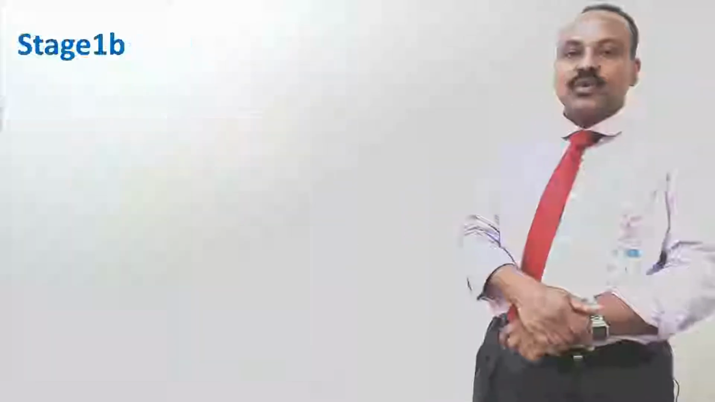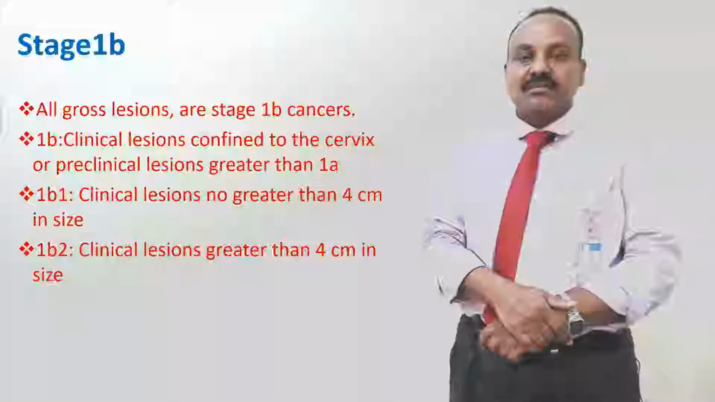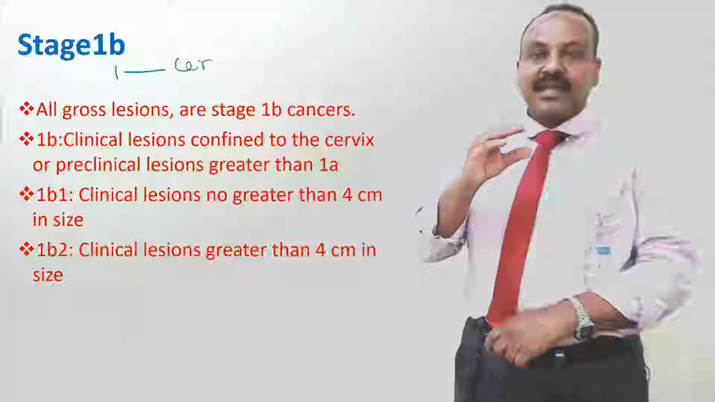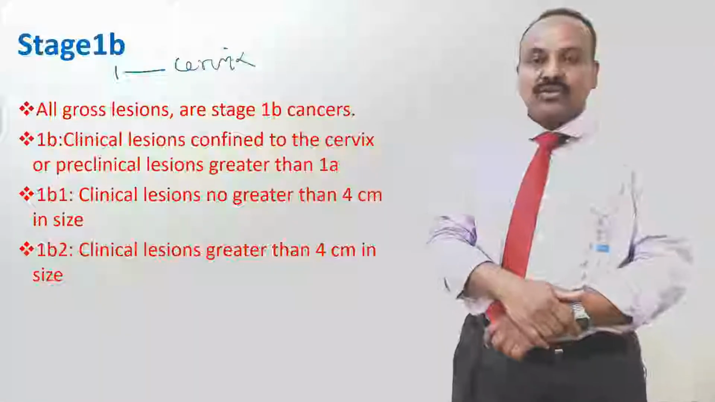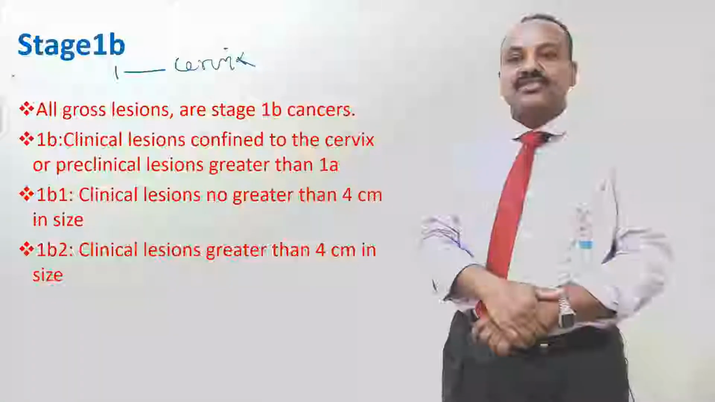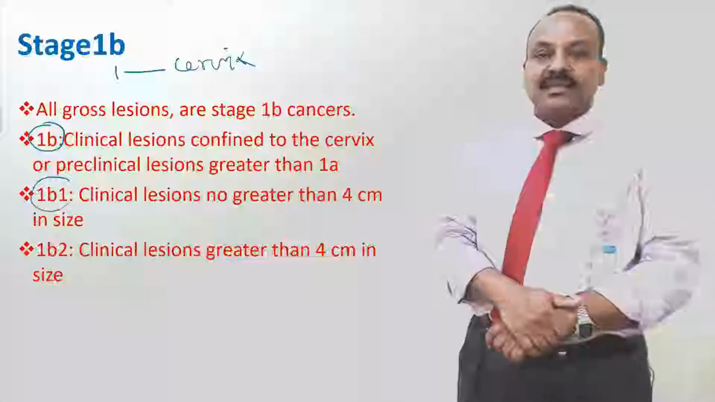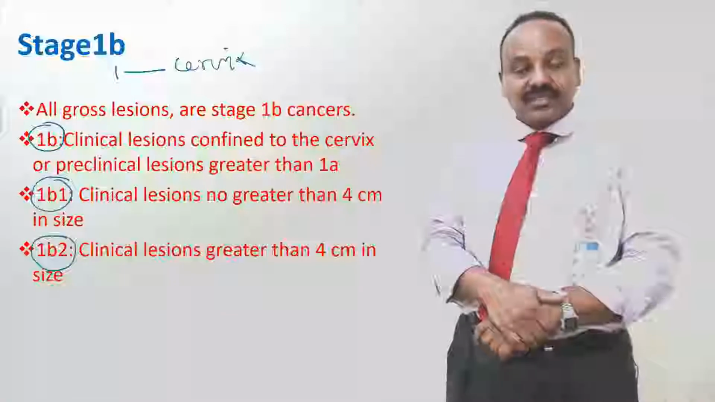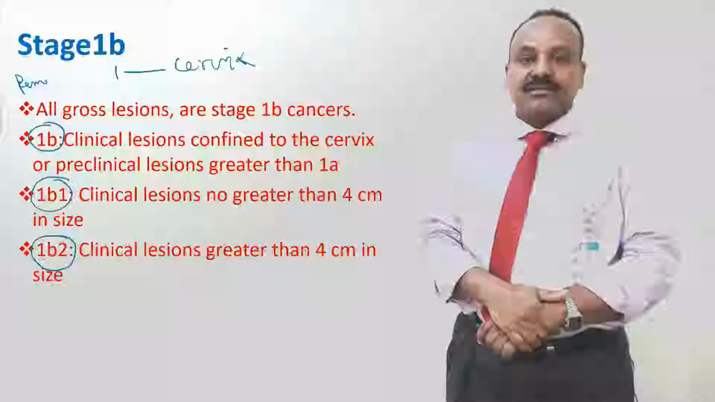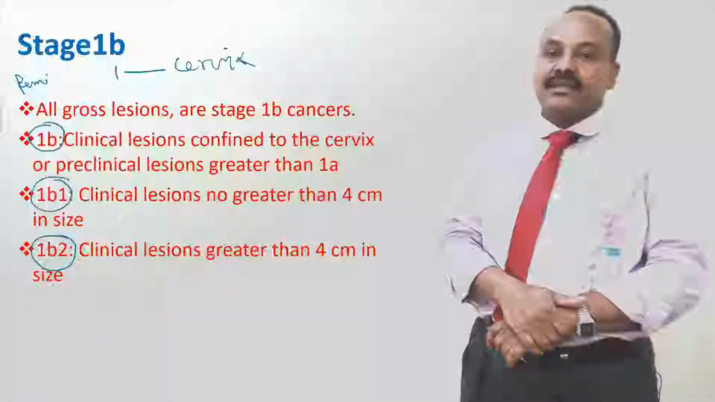The next stage is stage 1B. All gross lesions are stage 1B cancer. Gross lesion means that the lesion can be seen, larger, either with bleeding or with a mass. All gross lesions, or those with symptoms, are considered stage 1B cancer. Stage 1B is really a clinical lesion confined to the cervix. Still, we are inside the cervix, but it is a clinical lesion, or a preclinical lesion greater than 1A.